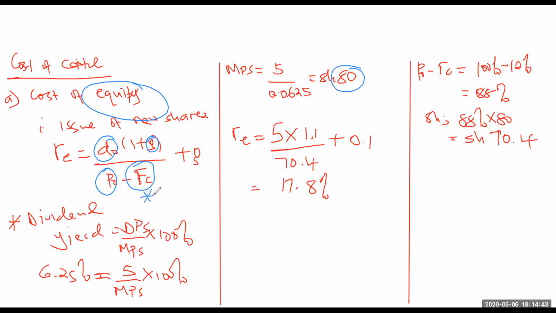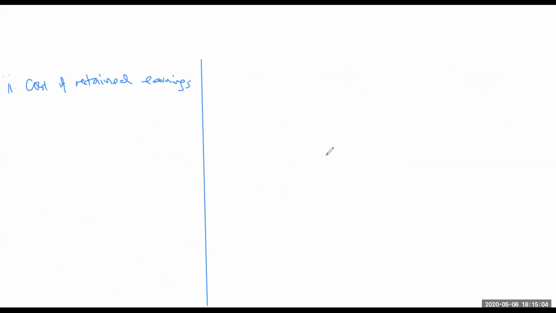Now, what does that mean? It means that as a company, you do not incur flotation cost. So in this case, our denominator here is going to be equal to the entire 80, because there's no cost you're incurring in the issue of the shares. So that's the key distinction between getting the cost of issuing new shares and the cost of using retained earnings. Otherwise, everything else is the same.